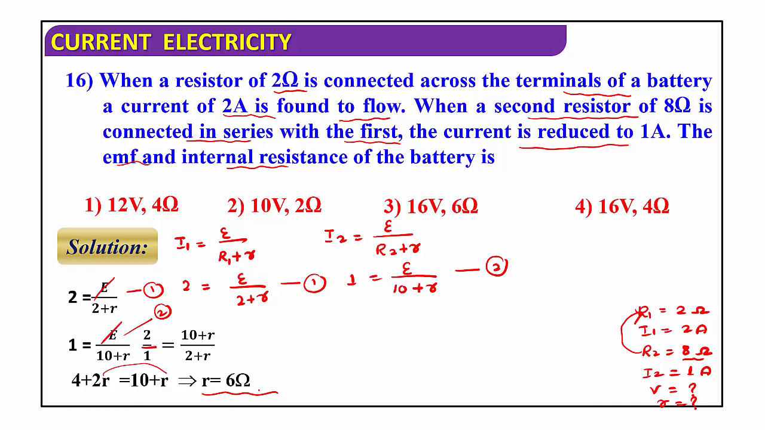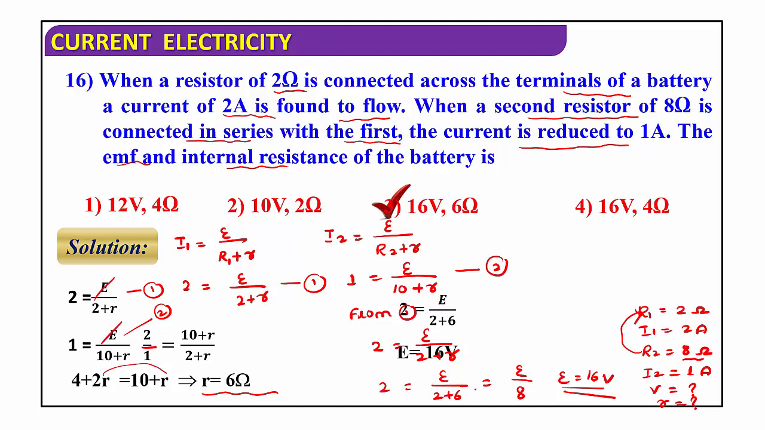This is the internal resistance. Now we have to find the EMF of the battery. We can consider any one equation from equation 1. From equation 1 we can write 2 equal to E divided by 2 plus r. Substitute the value: 2 equal to E divided by 2 plus 6. So E divided by 8. Cross multiply, E equal to 16 volt. 16 volt and 6 ohm, which is the right answer here? So option 3 is the right answer.